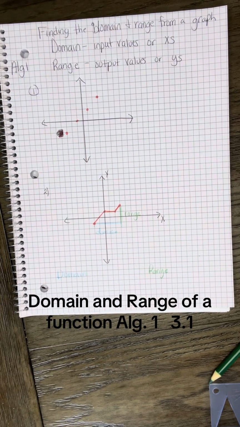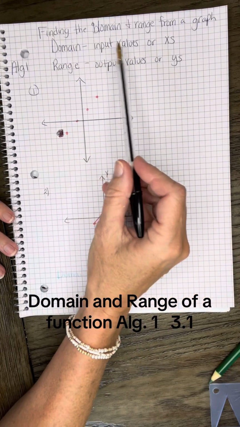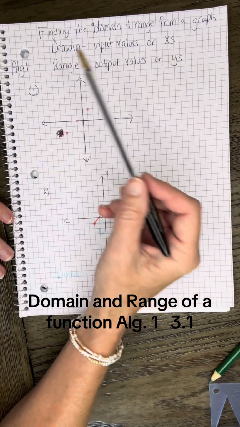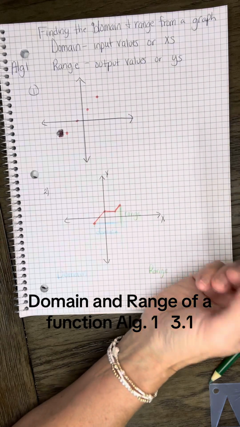All right, let's talk about the domain and range of a function. Remember, a function is where the domain has exactly one range, or the x's have exactly one y. The domain is the input values, or the x's, and the range is the output values, or the y's.